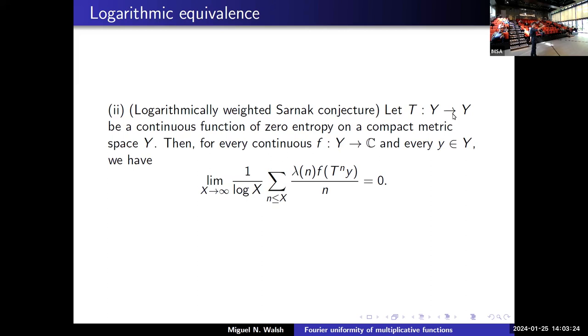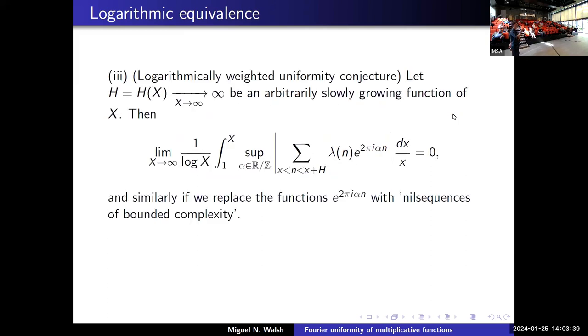And at the end, we look at the same expression, lambda of n times f of t of n bar. We have a weight 1 over n, normalized by 1 over log x, and we get something that is actually equivalent to Chowla and Sarnak. And not only that, this is also equivalent to doing the same thing to the uniformity function.